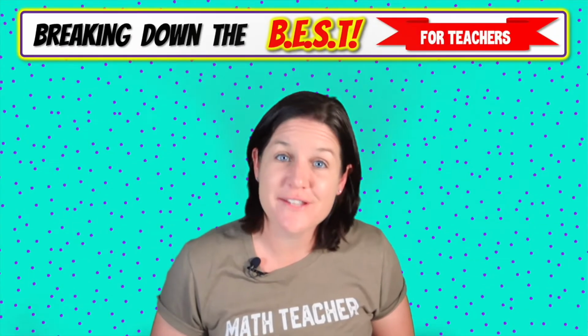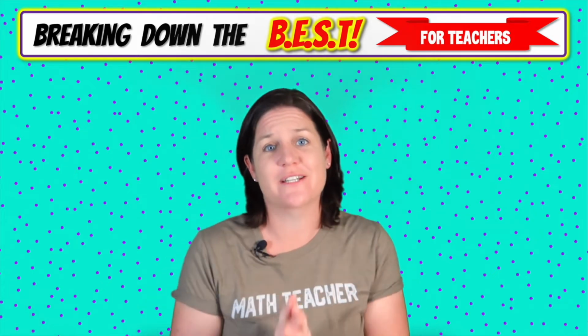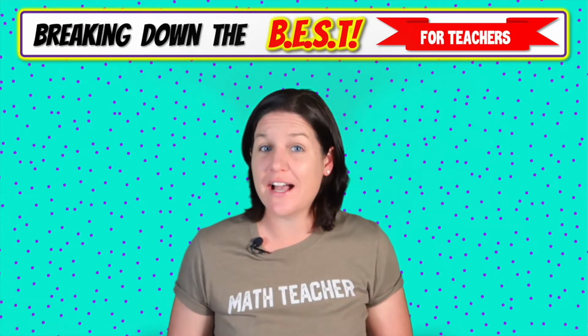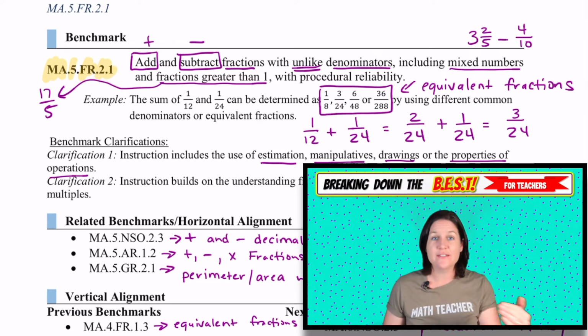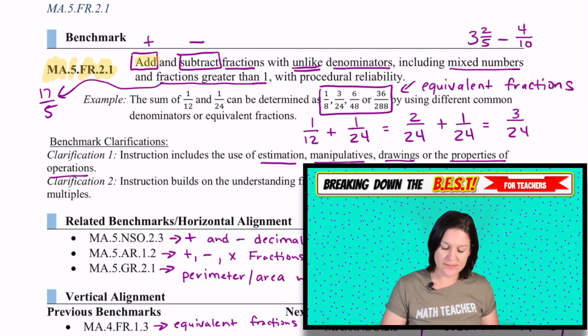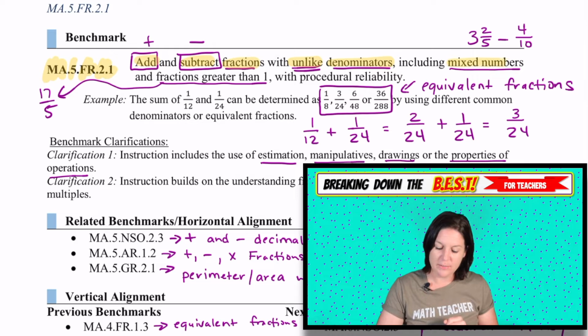Hey everyone, my name is Sarah McCarthy and I'm super pumped and excited that you are joining me as we tackle today's B.E.S.T standard, which is MA.5.FR.2.1. This standard says to add and subtract fractions with unlike denominators, including mixed numbers.